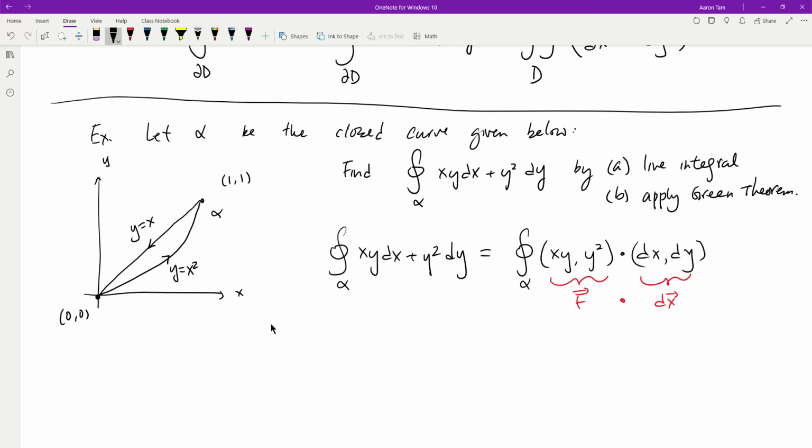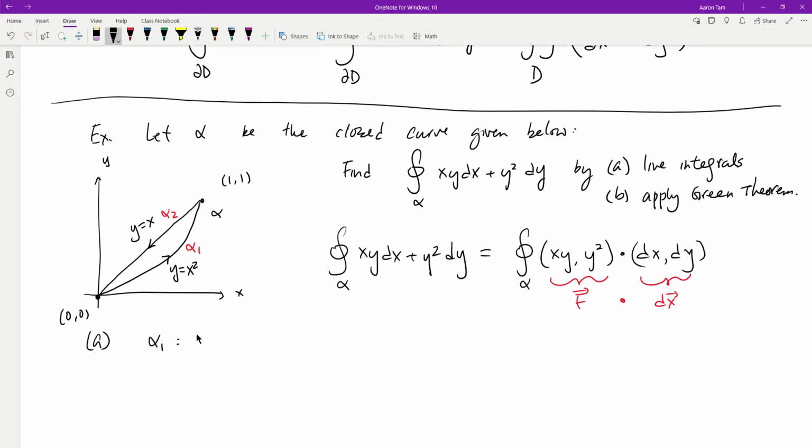Now let's try to do A. Let's try to find this line integral using just line integrals. The way to do that is the following. Since I do know the relationship between y and x for the closed curve, I'm going to separate this into alpha 1 and alpha 2, and simply calculate the line integral for both of them and then see what happens. So let's start with alpha 1.